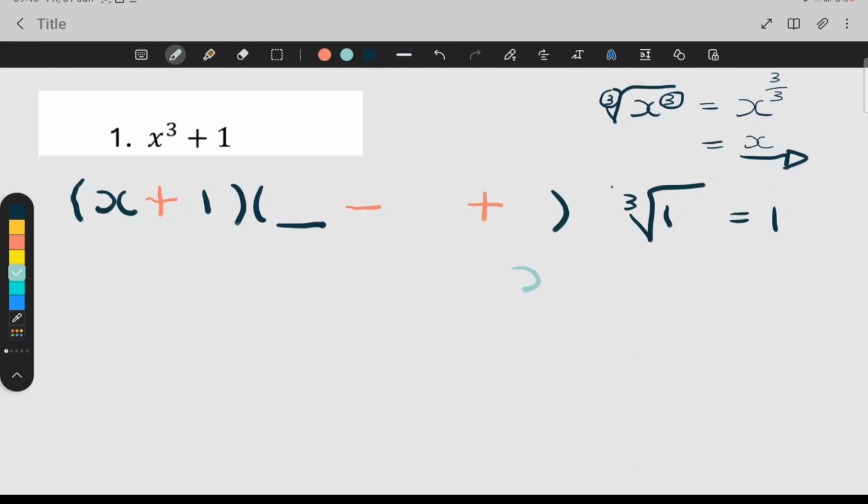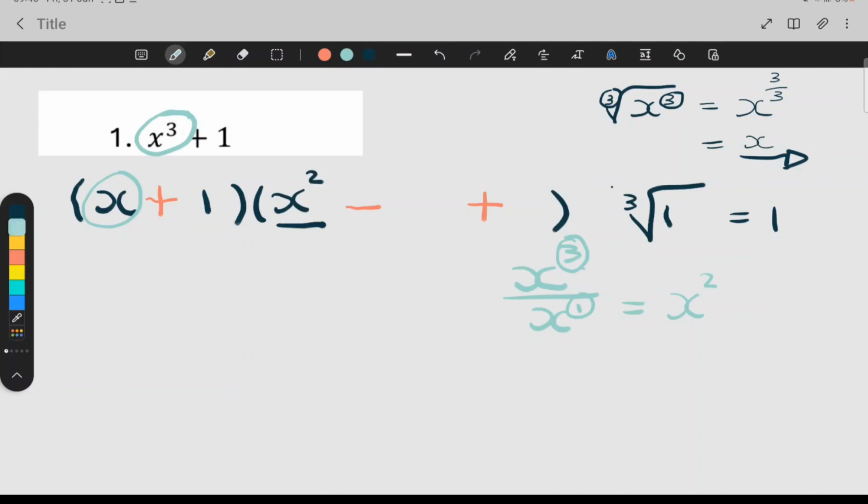To get that term, I'm going to take this over this. So I'm going to take this over this. And do you remember in grade 9? When you divide, you minus the powers. So x to the 3 over x to the 1 is x squared. This term is x squared.